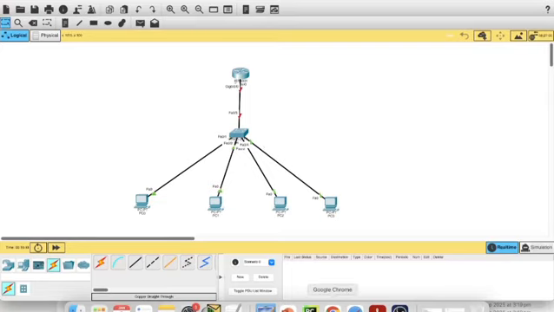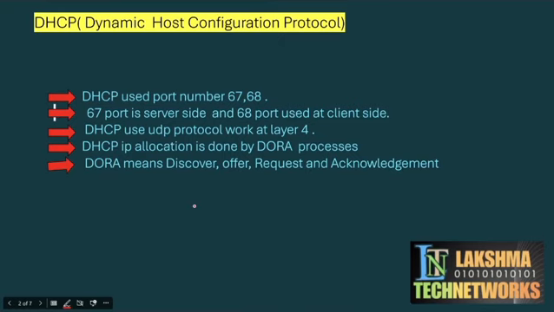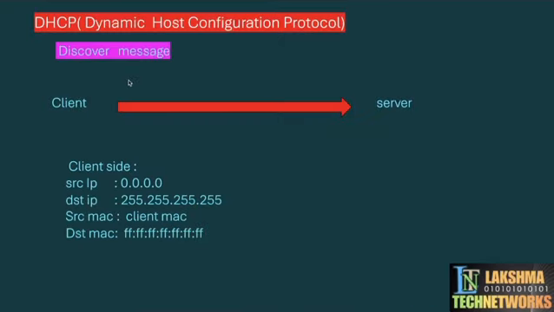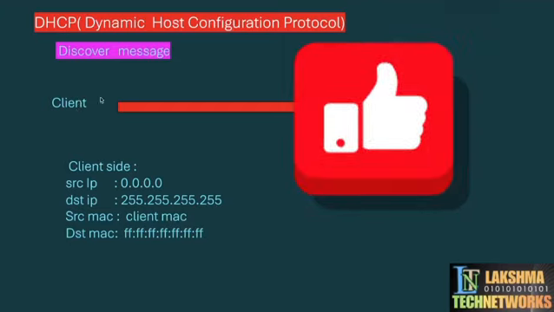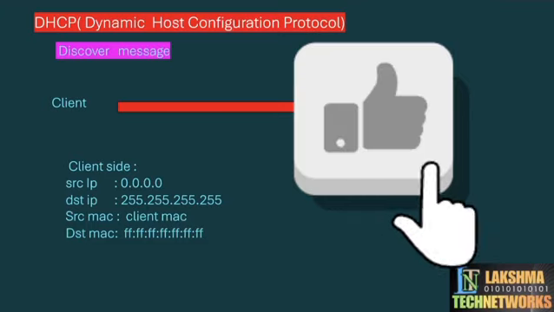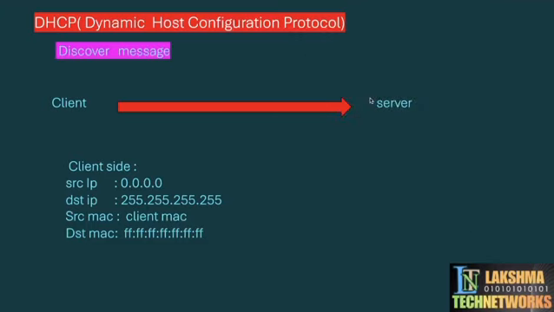So DHCP is a dynamic process, right? First is the DORA process. DORA process starts with discover. Here we take a client and a server. The client is our side, and the server is whatever DHCP server we have configured in our LAN network.